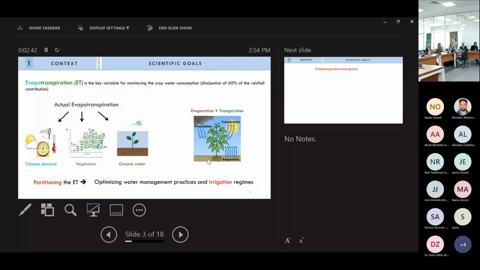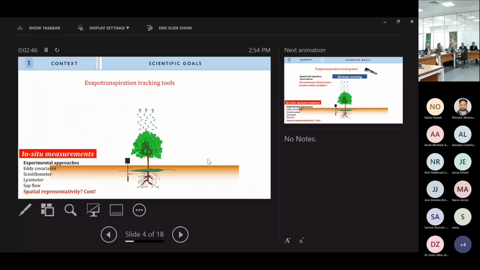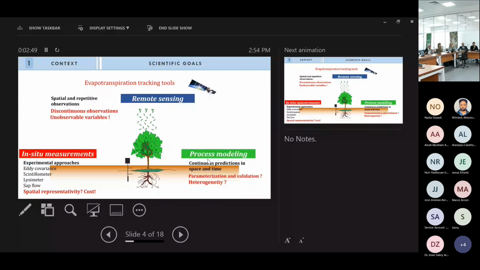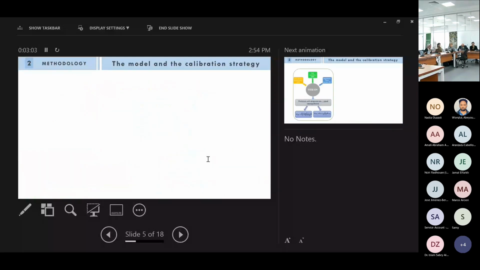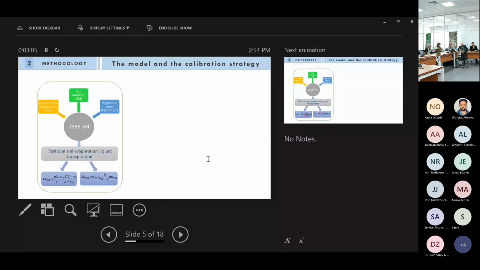There are many instruments and models that are used to estimate evapotranspiration, but what we propose is the synergy between the trio: remote sensing, process modeling, and also in situ measurements. I'm going to start with the model that we are using for this study.